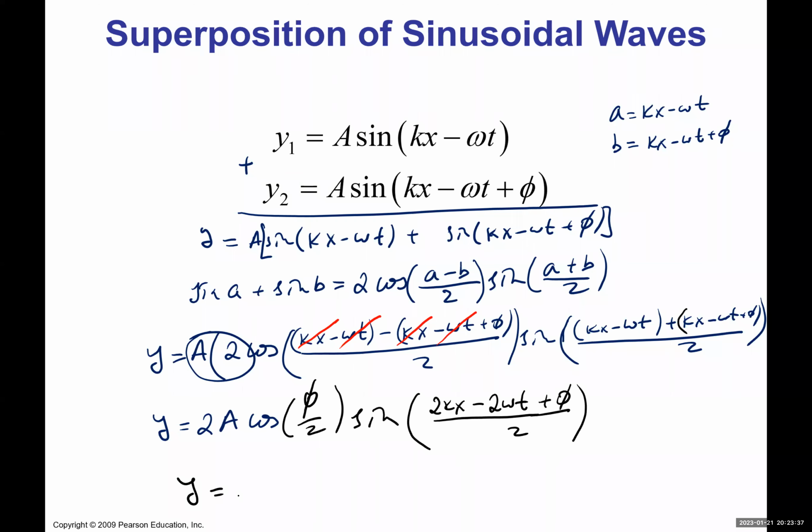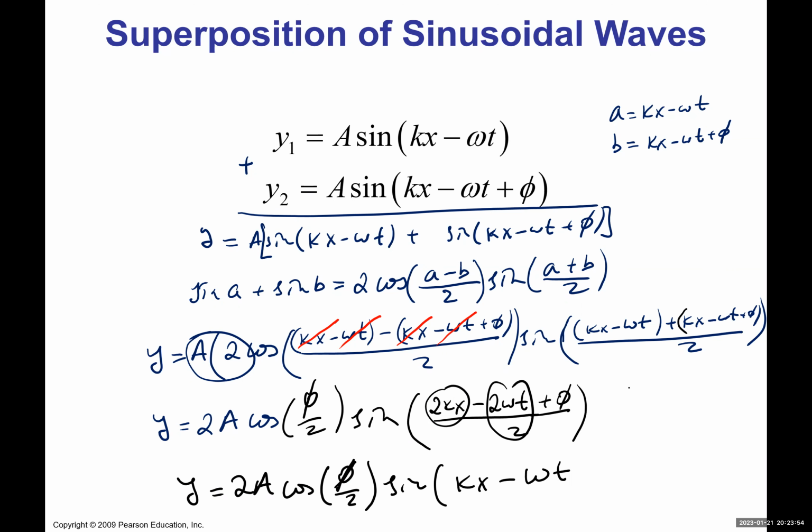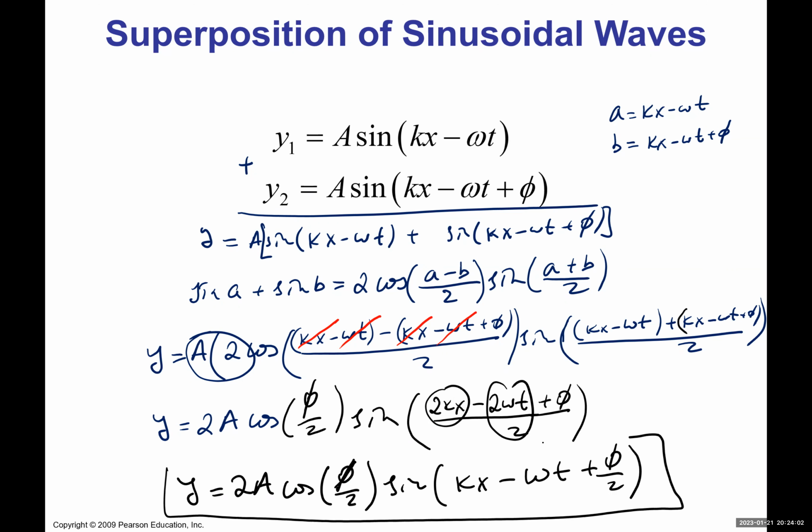So finally we have 2A cosine(phi over 2), then sine. For example, the first term divided by 2 gives me kx, the second term divided by 2 gives omega t, and finally the third term divided by 2 gives plus phi over 2. And that will be our final expression for the superposition of the sinusoidal waves.